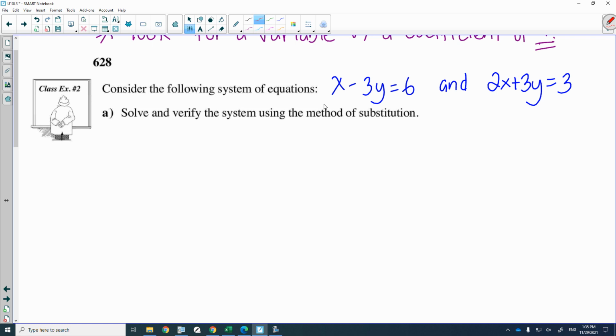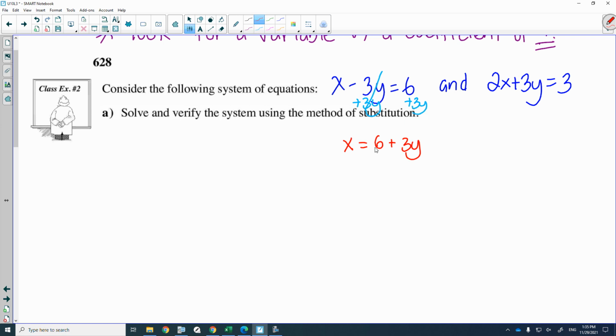Tessa, what would you say? Which system is it? It's the first one. And what's the move that I'd have to make? Add 3y. Yep. Because if I add 3y, I've solved for x. X is equal to 6 plus 3y.